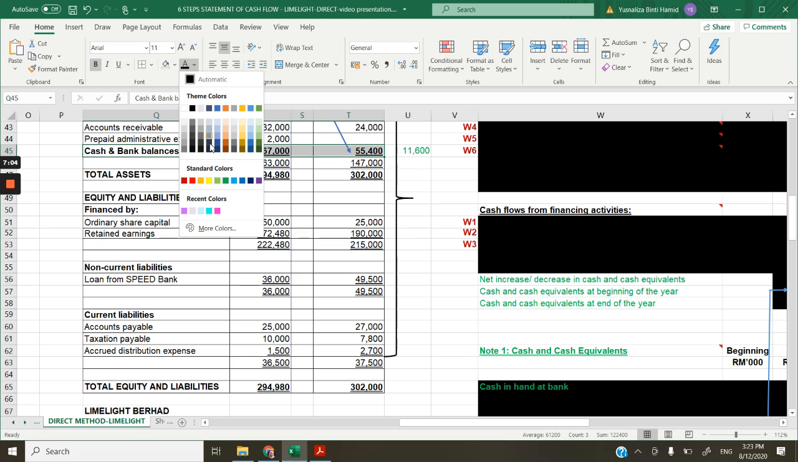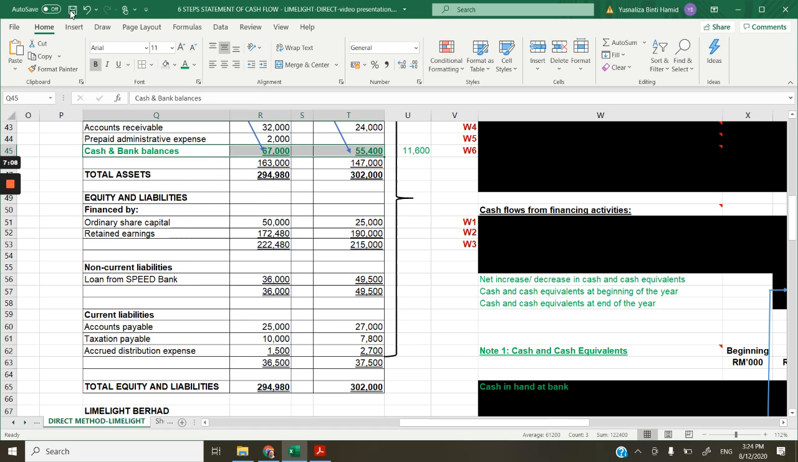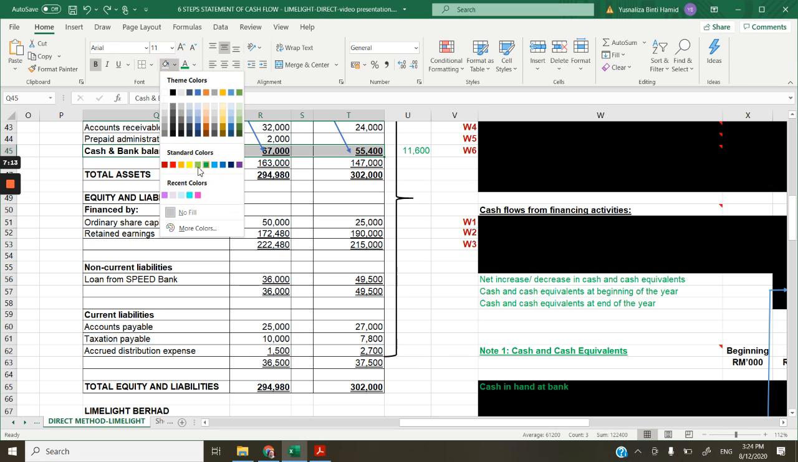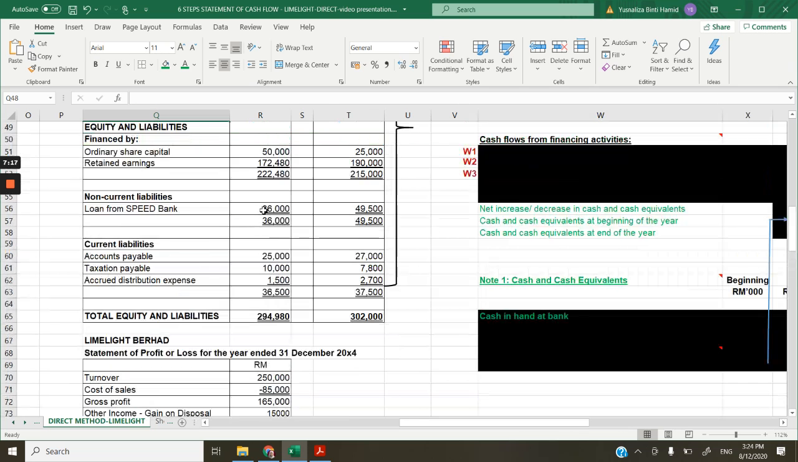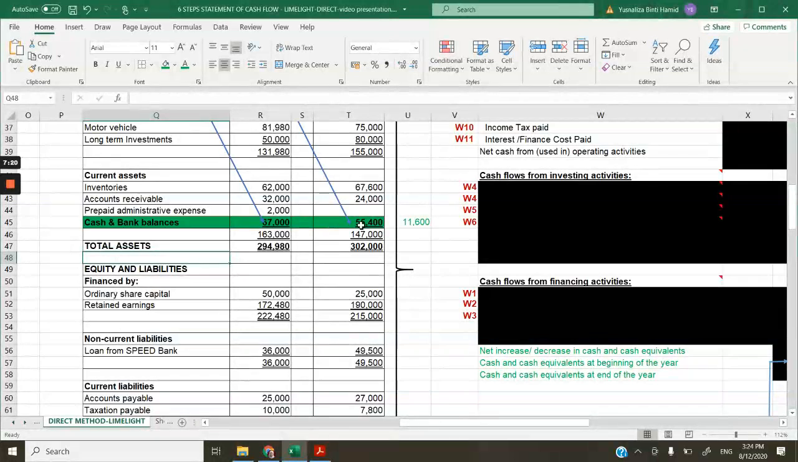that I will highlight in green, right? I will highlight this in green. So I'm using green here to highlight. So that cash and bank balances, you can see at first it was 55,400 and it goes up to 67,000. So there is a net increase here, because the beginning balance has increased. So the cash balances has gone up and the increase is a net increase.